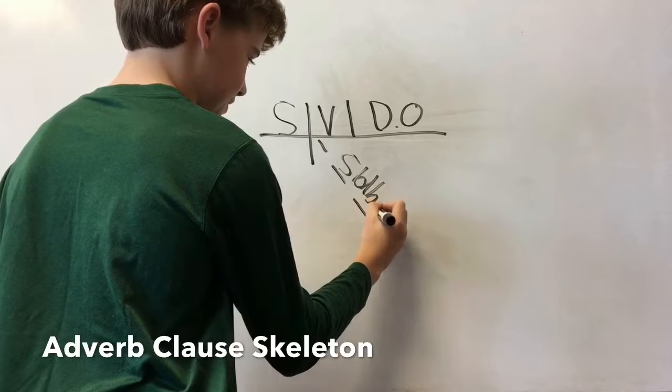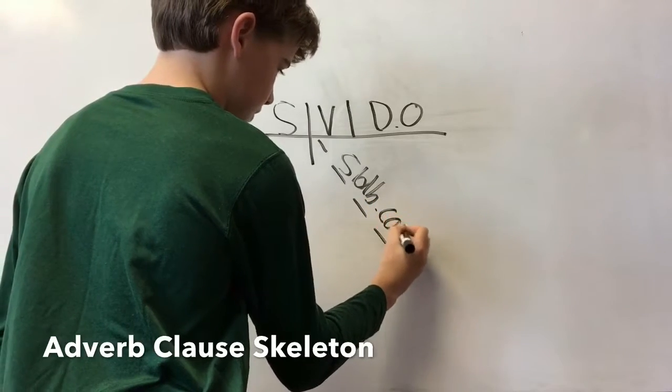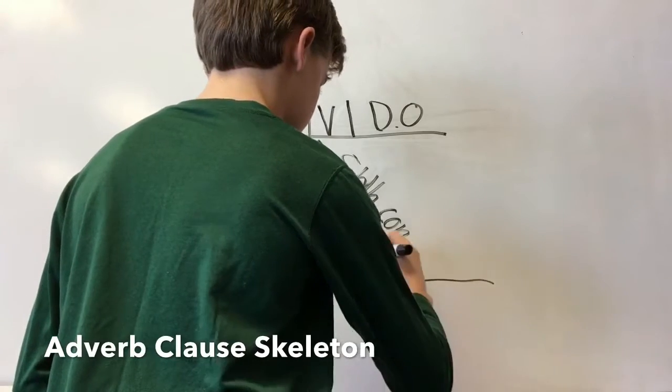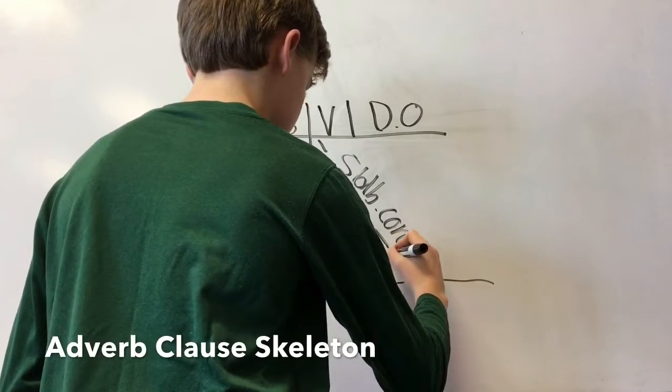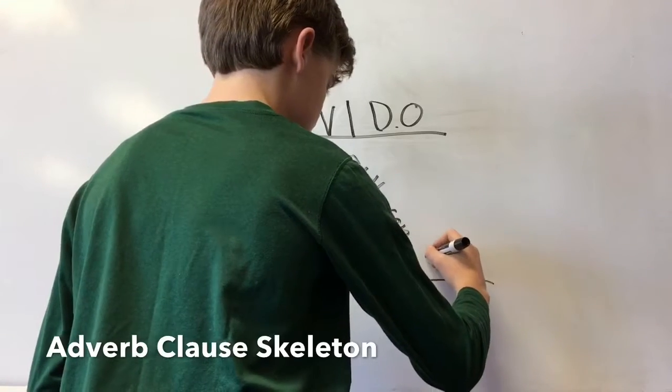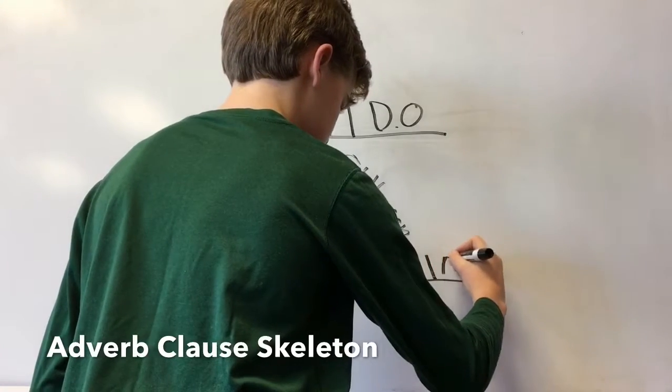On the slanted line, we'll put a subordinating conjunction. After this, we'll put the subject before the verb with the straight line through after. And after the verb, we'll put a half line and a predicate adjective. And this is your skeleton of the adverb clause.